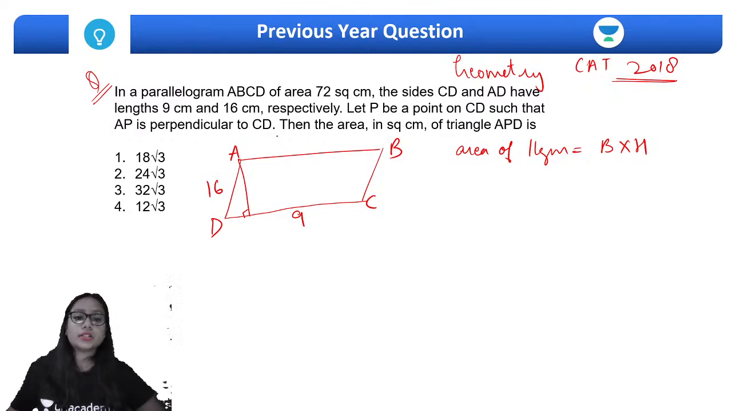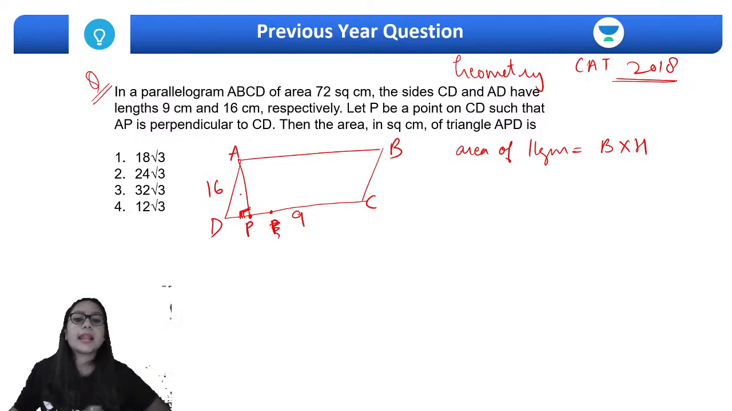Let P be a point on CD. Let us take P any point. Let us take P here, such that AP is perpendicular to CD. It means P is this point, right? Because perpendicular from A to P, this way. Then the area of triangle APD, we have to find the area of this triangle.